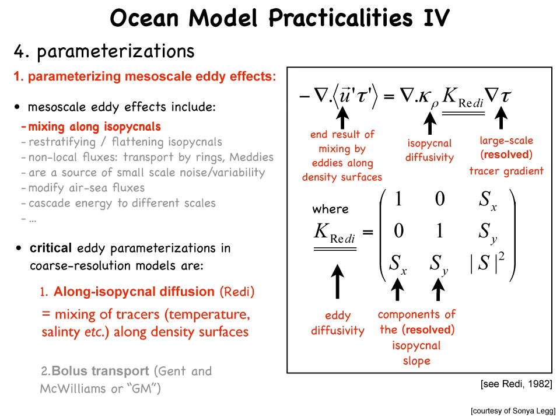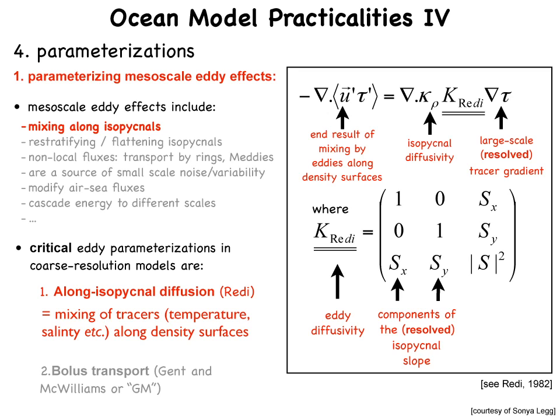So starting first with along isopycnal diffusion, the first mesoscale eddy effect we put on is the effect of eddies on mixing tracers, so temperature, salinity, anything else you might care about that isn't dynamic, along density surfaces. Eddies play an important role in mixing tracers along these density surfaces. And we can put that effect in without representing the eddies explicitly by prescribing what we call an eddy diffusivity.